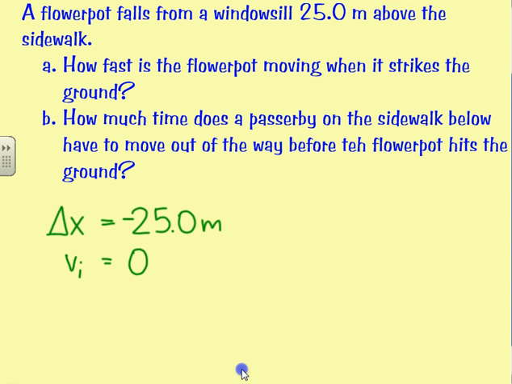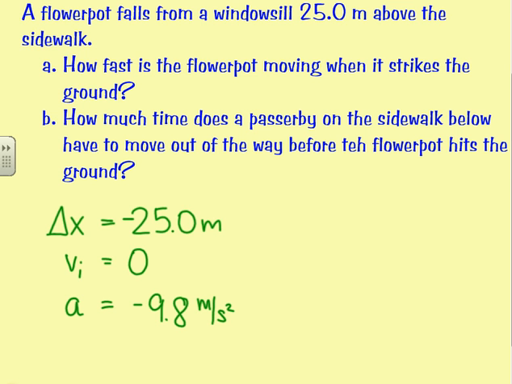Anytime you're doing a free fall problem, we always know the acceleration. That's the acceleration due to gravity, or gravitational acceleration. And from your textbook, you should know that that is equal to negative 9.8 meters per second squared. Now, your textbook may use negative 9.81 meters per second squared, being a little bit more precise. We'll stick with negative 9.8. It varies a little bit depending on your location.